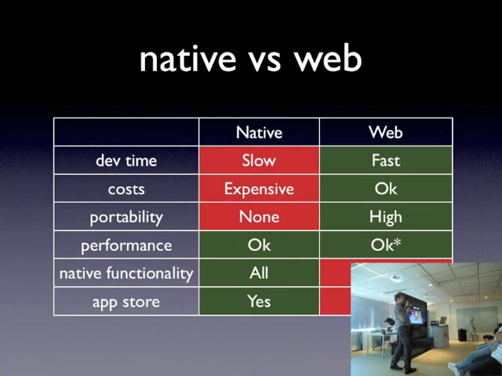Let's do a quick comparison between native development and web development. This has been done by many people before and shouldn't be any news. If you do native development, you get slow development because you have to do it for every platform. You don't get any portability, and therefore you have high costs. You get really good performance on the devices. You get all the native functionalities, and you can be in any app store.